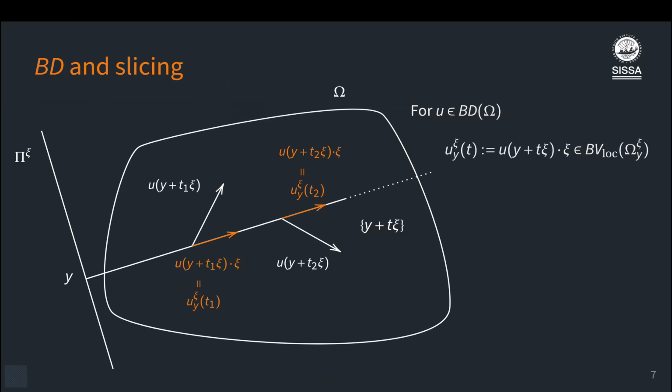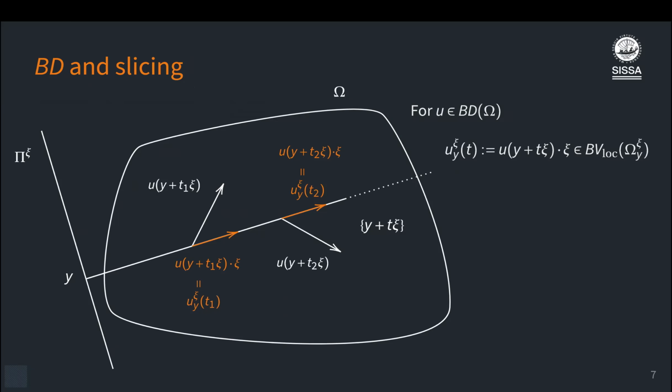So, okay, one-dimensional slicing is a very useful tool when one deals with problems in the calculus of variations, because it allows you to reduce a problem which is d-dimensional to problems which are one-dimensional and usually easier to treat. And it relies on the general understanding that having regularity properties for your function, for instance, being BD as a function of d variables, yields some regularity properties for the one-dimensional sections.